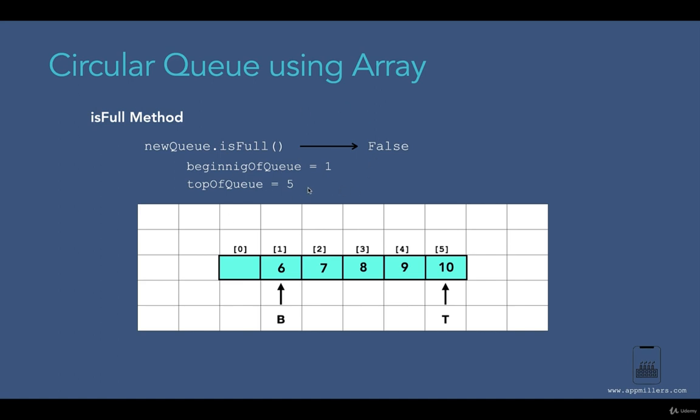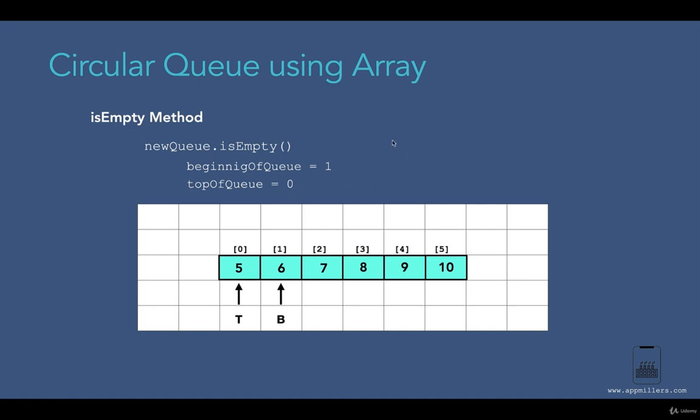Now, in which cases might our queue be full? If the beginning of queue is pointing to the 0th index and the top of queue points to the last index, it means that it is full. So in this case, it's going to return true, that this queue is full. Another condition might be like this. If we add 1 to the index of top and we get the index of the beginning of the queue, it means that it is full. Now if we run the isFull method for this queue over here, it's going to return true.